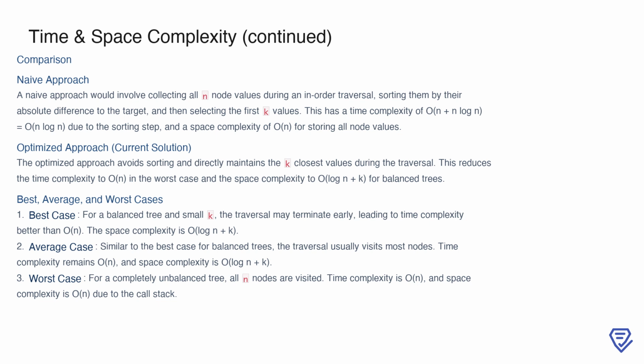To better understand the efficiency of the current solution, let's compare it to a naive approach. In the naive approach, all n node values are collected during an in-order traversal, then sorted based on their absolute difference to the target. Finally, the first k values are selected. This approach has a time complexity of O(n log n), driven by the sorting step, and a space complexity of O(n) to store all node values.